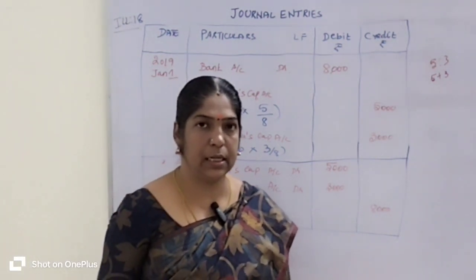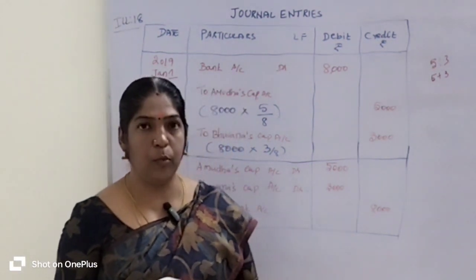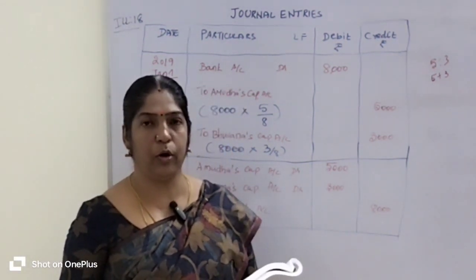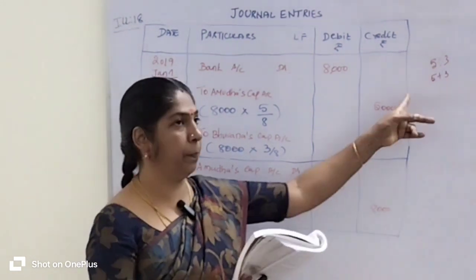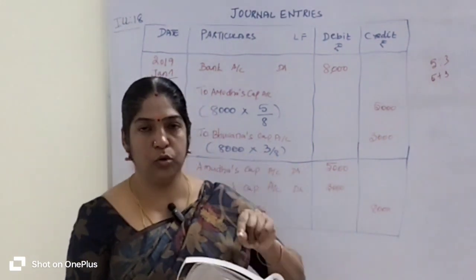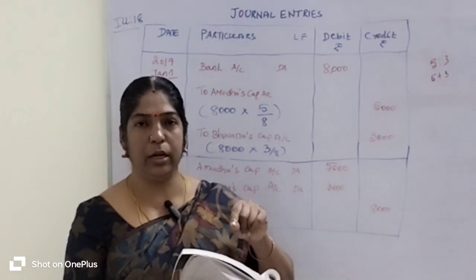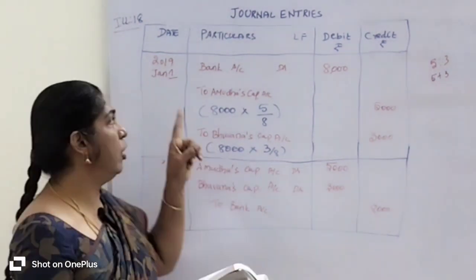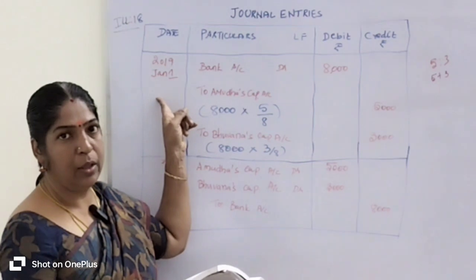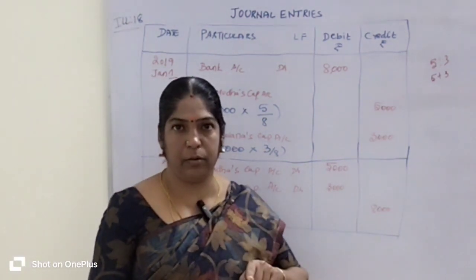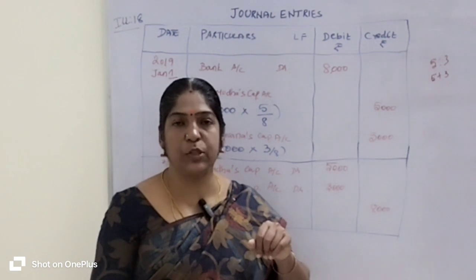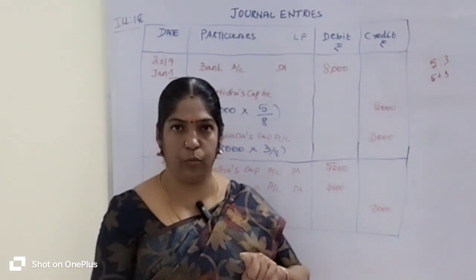What does that tell us? Let's explain the question. Amuda and Bhuvana both are old partners whose old profit sharing ratio is 5:3. Chitra is a new partner. Chitra joined the firm on 1st January 2019. Chitra's new profit share is 3/8. She brings cash for goodwill, ₹8,000.